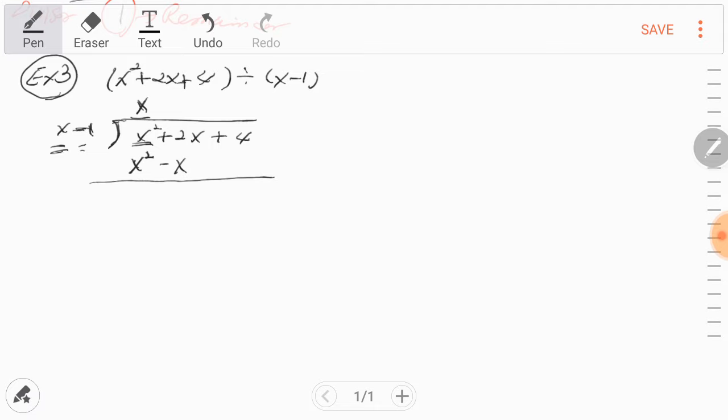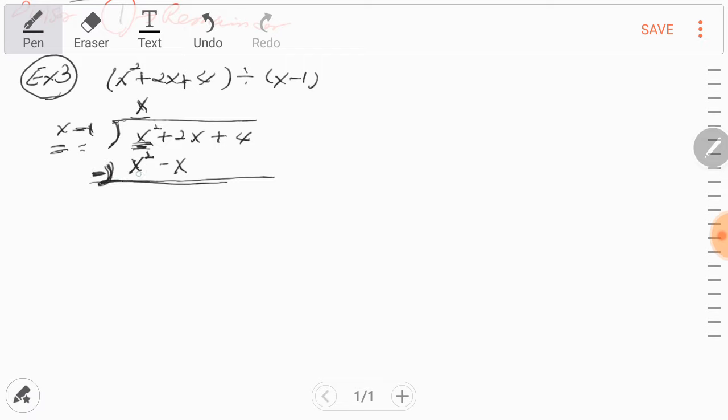Okay, just like in long division, what we do is subtract the second line from the first line. So let me use a little mark like this, subtract.